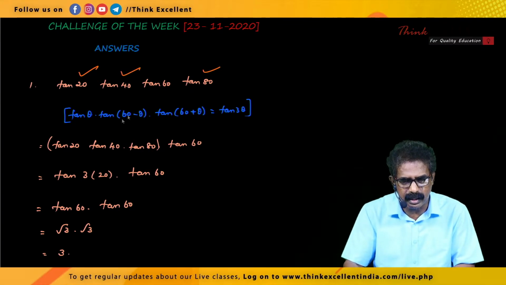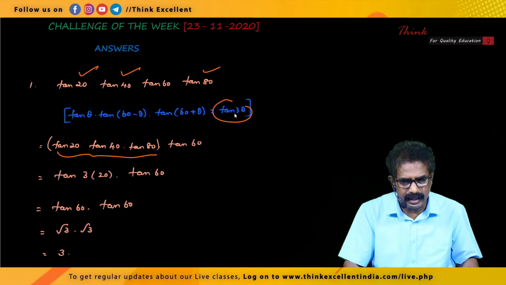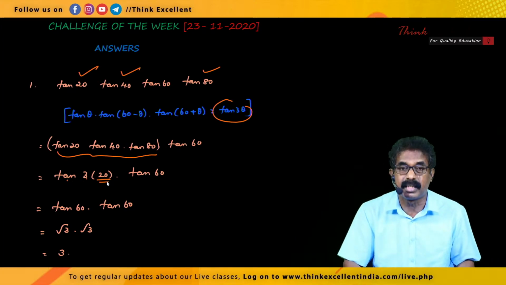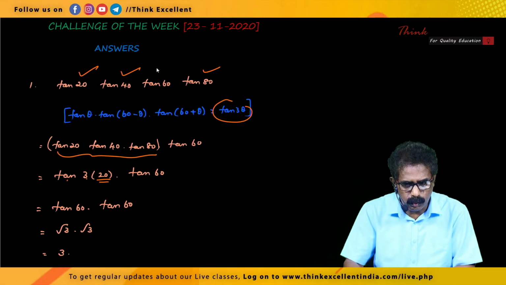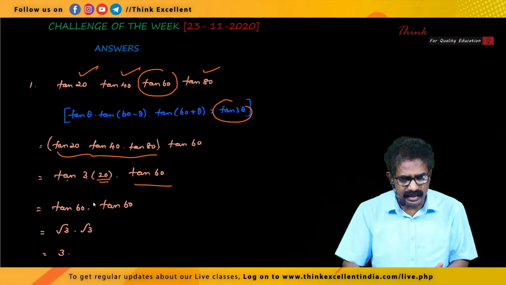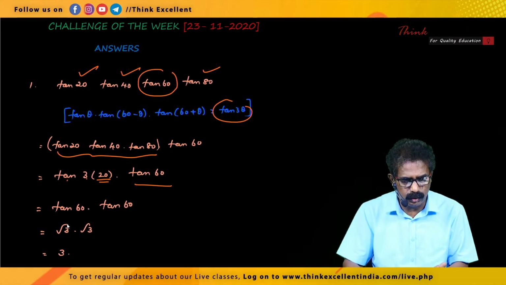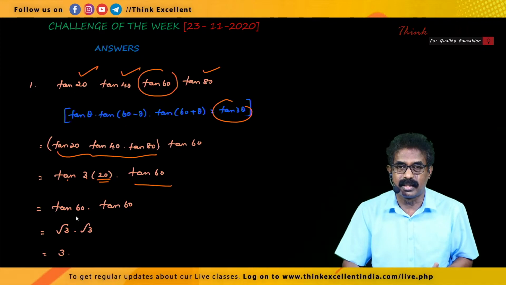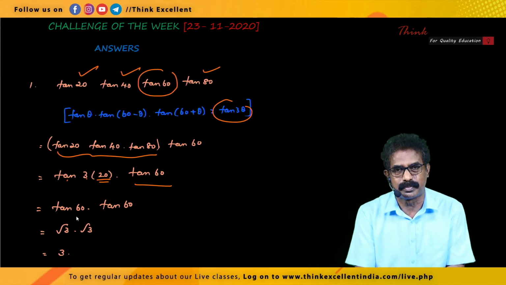You can combine these three terms, and you can use that identity. So you can write it as tan 3 into theta. Theta is 20. Then one term we left out, that is tan 60, as it is. 3 into 20 is 60. So tan 60 into tan 60. Tan 60 is root 3. So root 3 into root 3 is 3. This is the easiest way to do this sum.